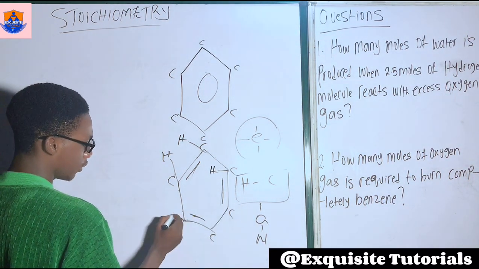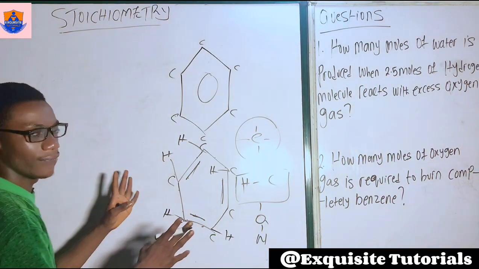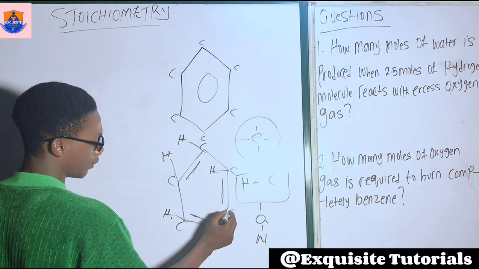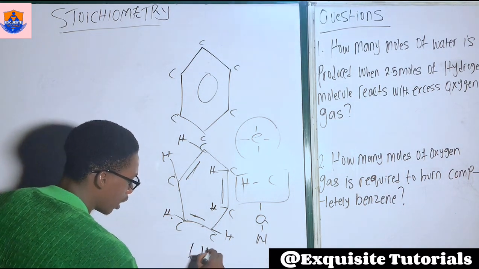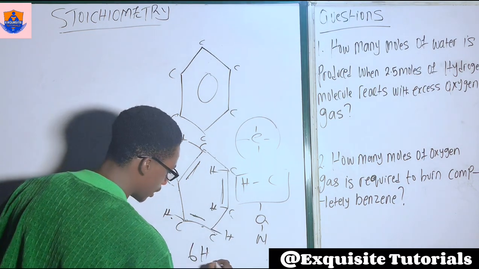1, 2, 3, 4. 1, 2, 3, 4. So now this is 4 hydrogen. 1, 2, 3, 4, 5, and this one as well, 6. So we have 6 hydrogen, and as well we have many carbons: 1, 2, 3, 4, 5, 6. So we have 6 carbons.